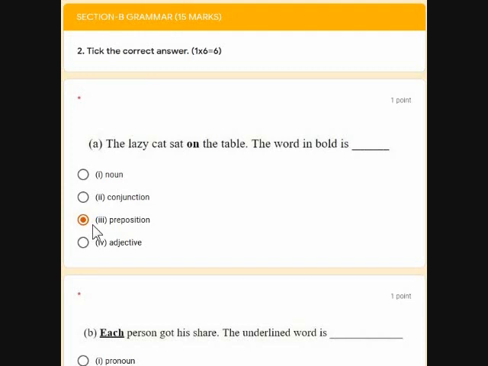Now, why is it a preposition? Why is on a preposition? Because we know that a preposition is a word that shows the relation between a noun or a pronoun and some other word or words in a sentence. To get a better understanding, let's take some more examples.